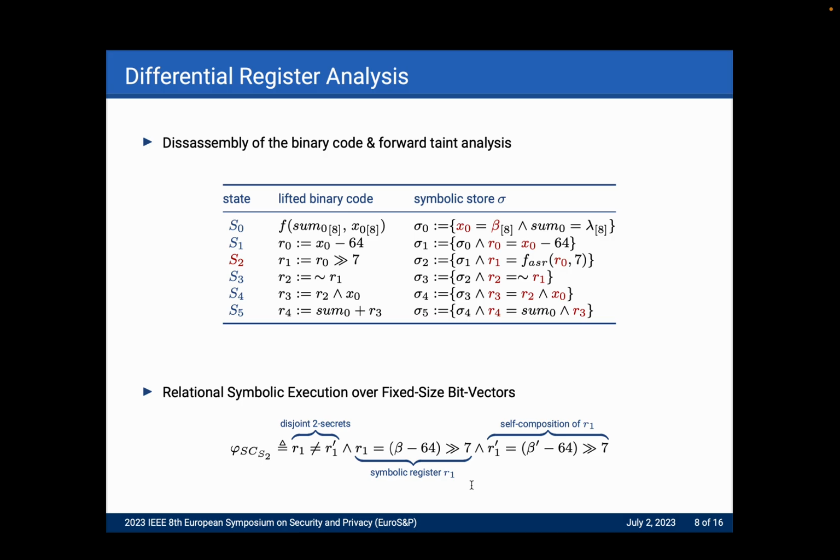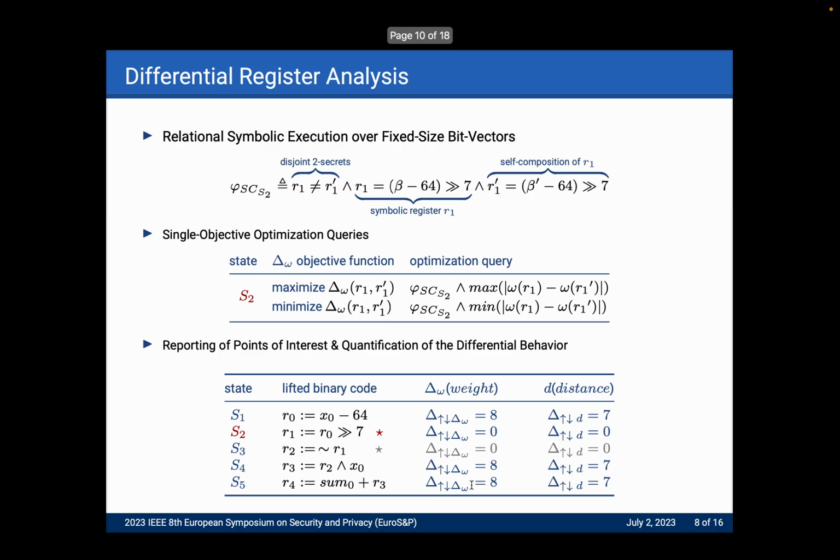However, verification conditions are not enough for us to quantify large Hamming weight swings, right? Therefore, our method employs single objective optimization queries to obtain the maximum and minimum Hamming weight differences. As we've seen before, large Hamming weight swings are more distinguishable for an attacker.